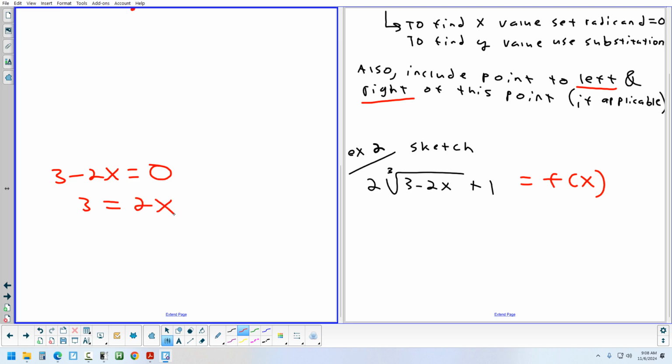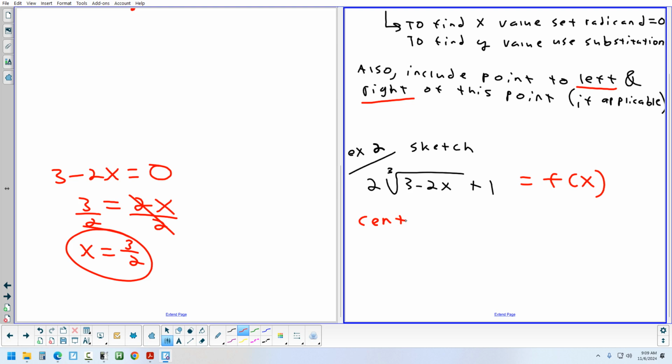So we're going to get 3 equals 2x. And how would I get x by itself? Divided by 2. Divided by 2. So x equals 3 over 2, 1.5. So that's the x value of my center point. Now I need to find the y value. Okay, so take your x value, plug it back in, do it out, and then you'll get the y value. So let's plug in 1.5 or 3 over 2.